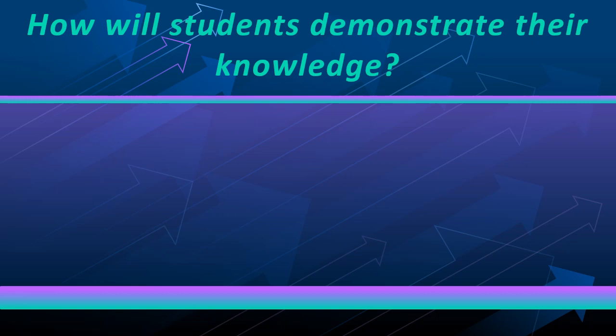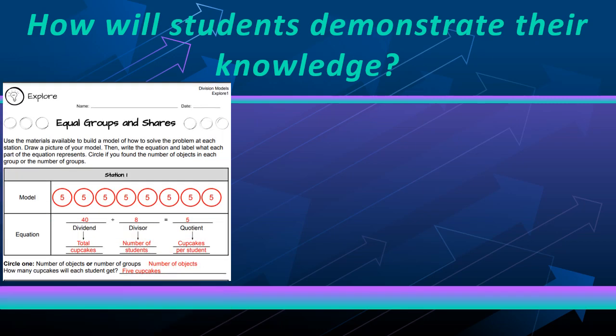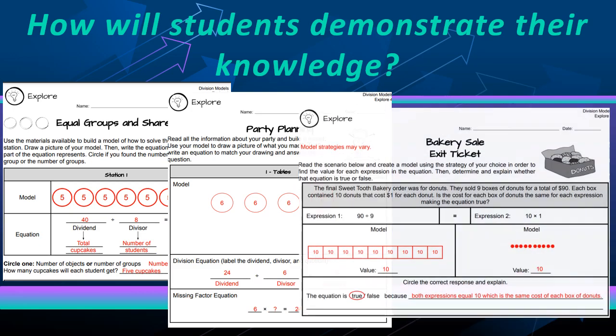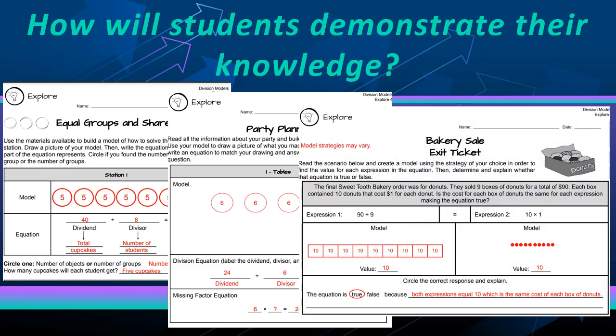Here are some examples of how students will demonstrate their knowledge about division. We can see here that students will be first creating models with manipulatives and then recording those models with a drawing and relating it to equations. Students can be solving to find both the amount in each group or the amount of groups. These examples that you see here are from STEMscopes Explore student journals and exit tickets.